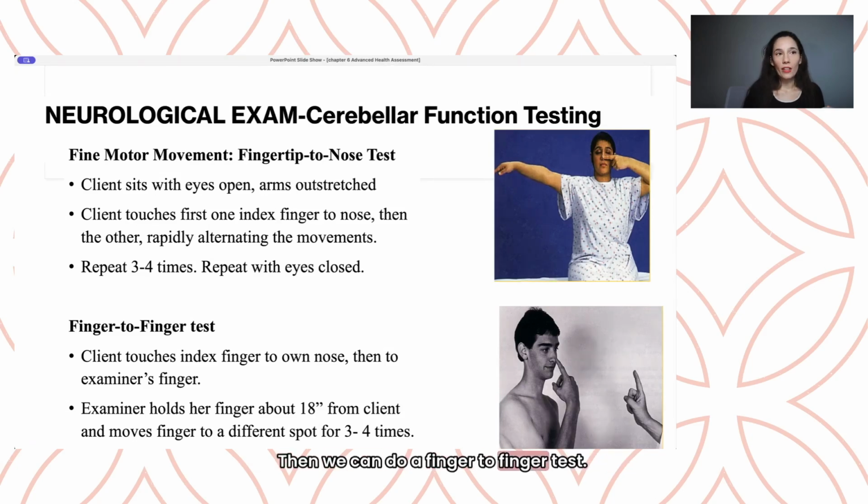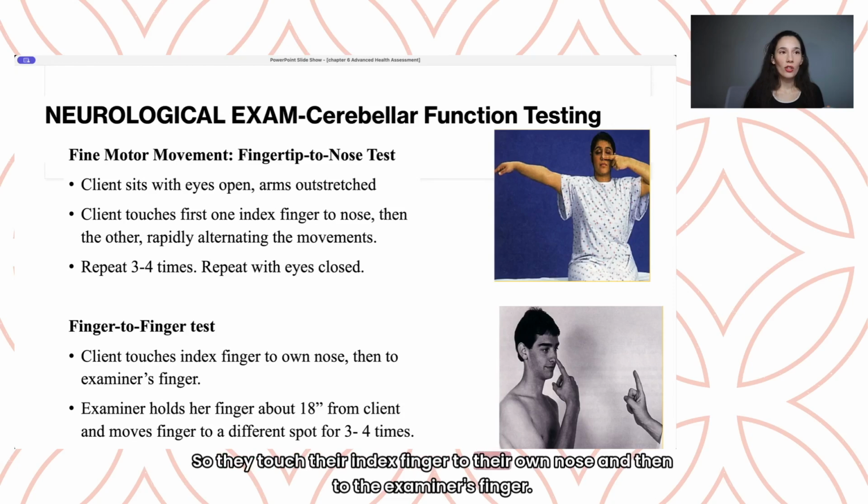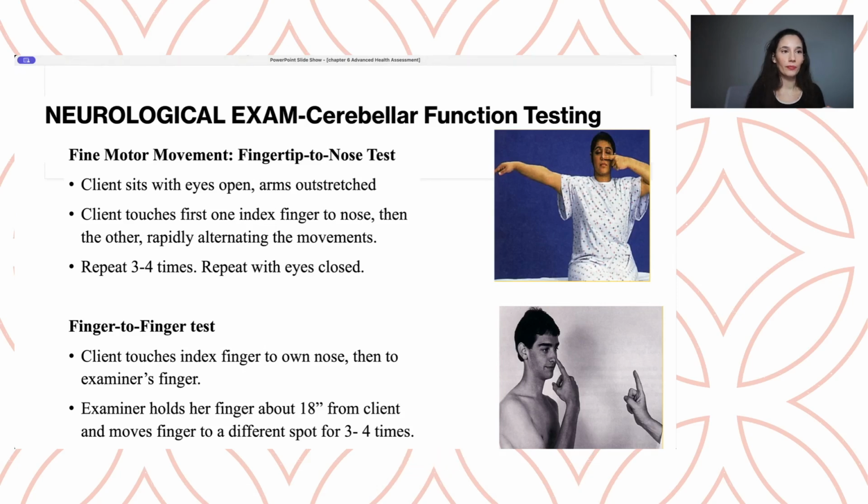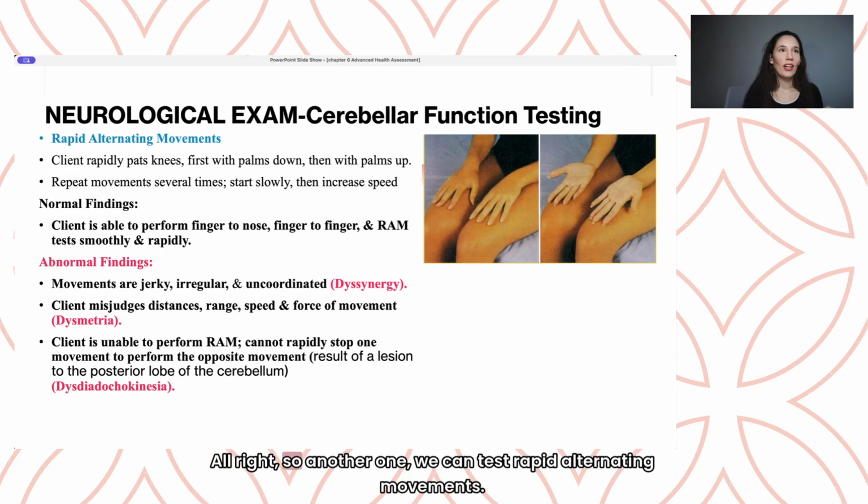Then we can do a finger-to-finger test. They touch their index finger to their own nose and then to the examiner's finger. We want to hold the finger about 18 inches from the client and have them move their finger to different spots 3 to 4 times. All right, so those are the 2 cerebellar function tests. Another one, we can test rapid alternating movements.